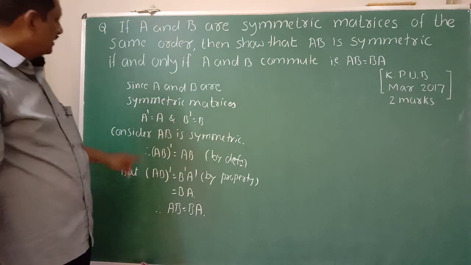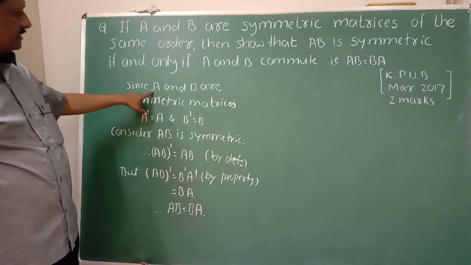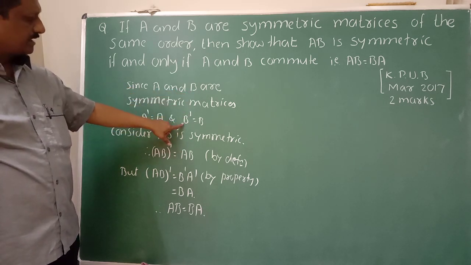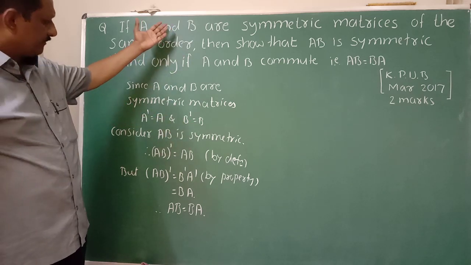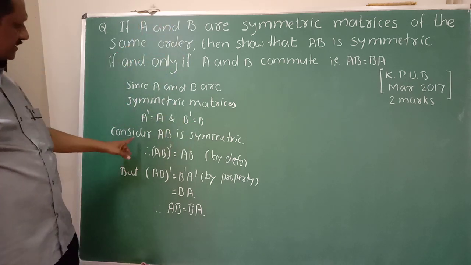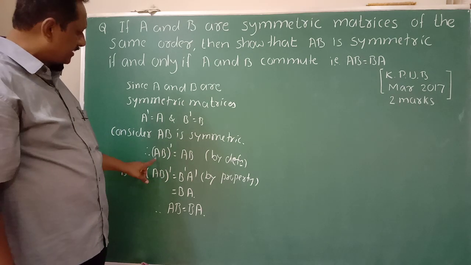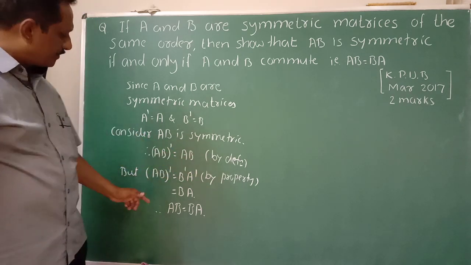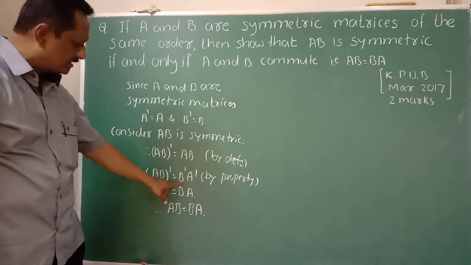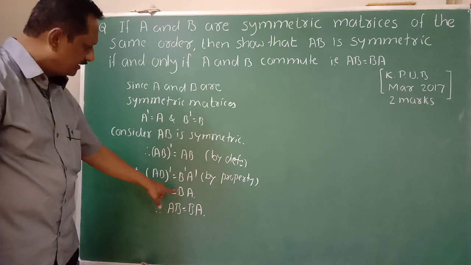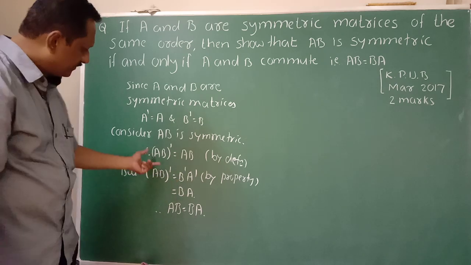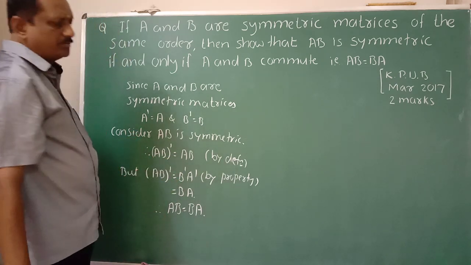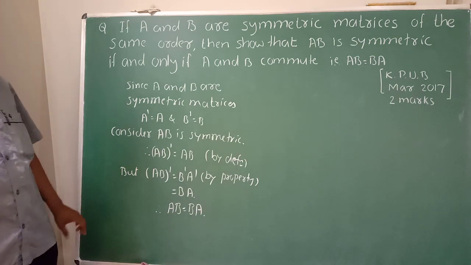Therefore I repeat once again. A is a symmetric matrix, hence A dash equal to A. B is a symmetric matrix, B dash equal to B. They are already given. And consider AB is a symmetric matrix, therefore AB dash equal to AB, by definition. But by property AB whole dash equal to B dash into A dash, B dash is B and A dash is A. Therefore these two are the same, so equating these two, AB is equal to BA, meaning the commutative property is satisfied.